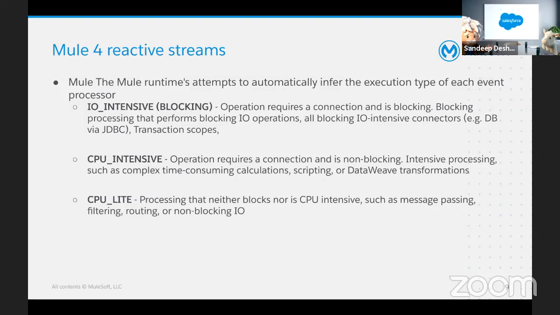Switching from one event to another, the message passing, that's categorized as a CPU light event. Then we have filtering. Then we have routing from one flow to another. That's termed a CPU light event. And then again, non-blocking IO. So this is how Mule 4 is focused on different threading profiles.